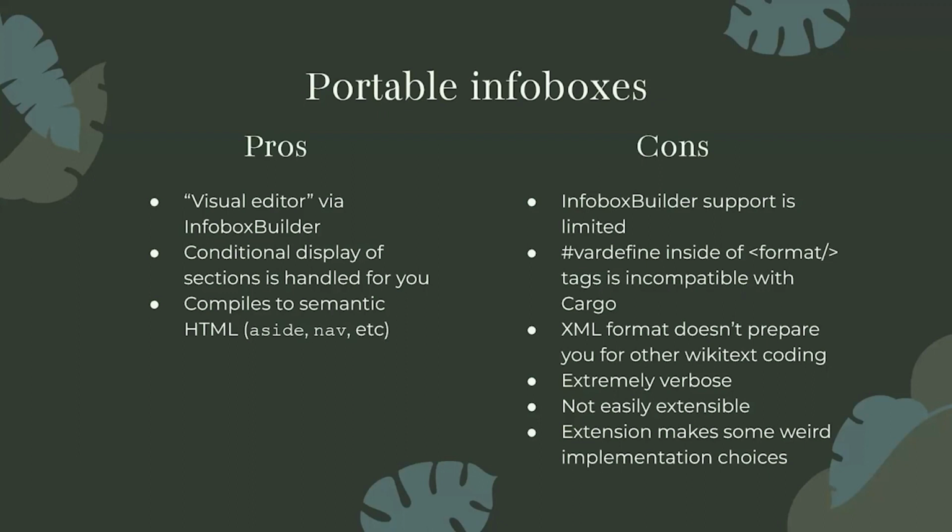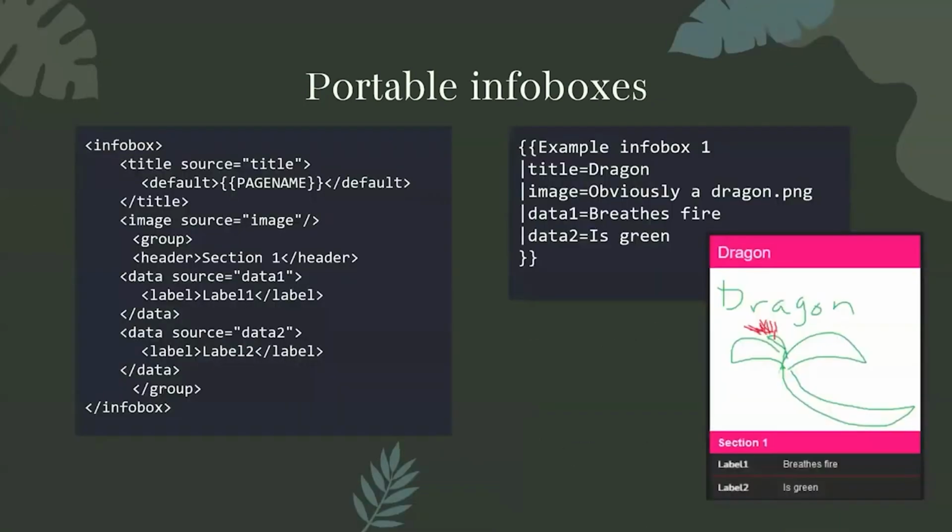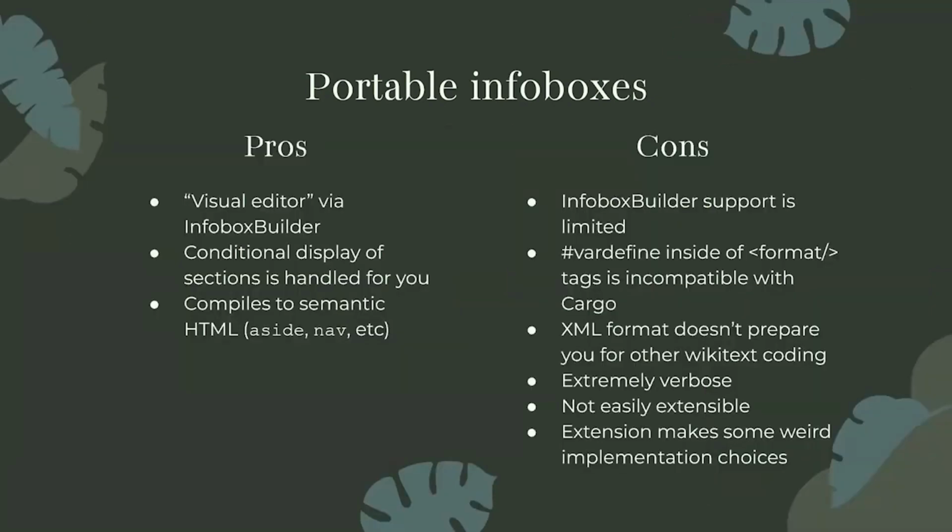Conditional display for sections is handled for you. So if you want to display stats only if anything in stats is actually showing up, that will be handled for you. You don't need to be writing if statements. Like there's no if statements here. It's just XML. But when I say it's just XML, I mean XML is still pretty complicated for the average wiki admin who hasn't written code before.